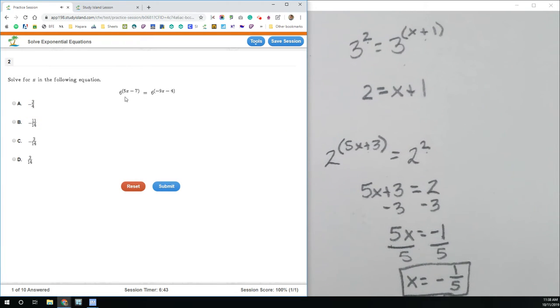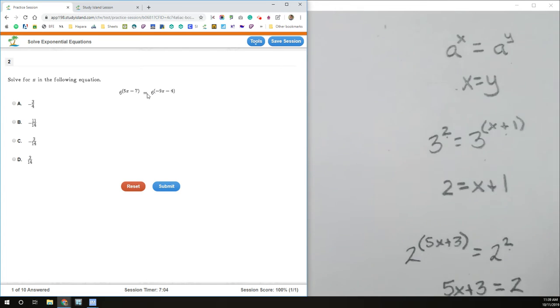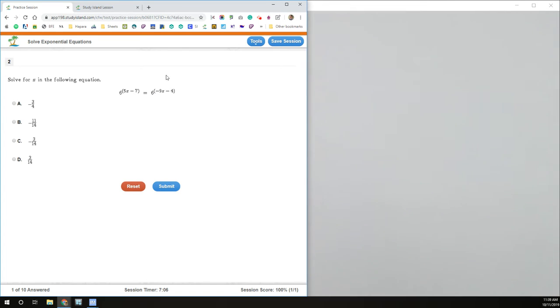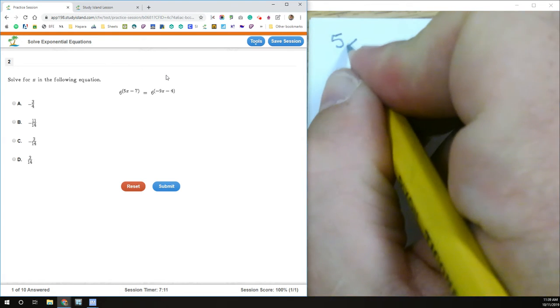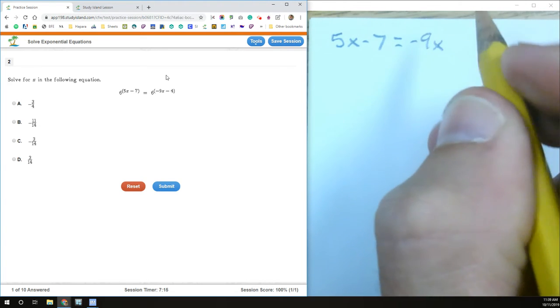Okay, well, what about this one? It's already set up so that we have two bases that are the same. 6 to the power of 5x minus 7 equals 6 to the power of negative 9x minus 4. So these two binomials have to be equal to each other. This big exponent in parentheses has to be equal to this one because they both have a base of 6 and they're both equal to each other. So I'm just going to go ahead and set those up right now. I'm going to say that those two binomials are equal to each other. So I've got 5x minus 7 is equal to negative 9x minus 4.